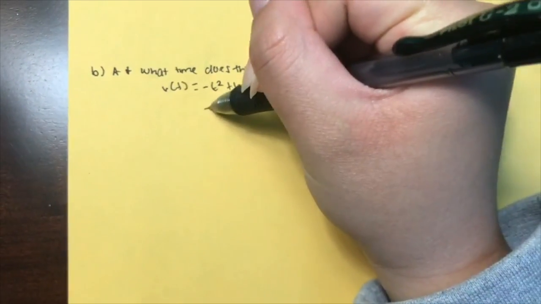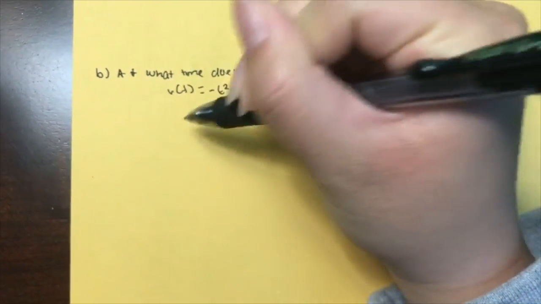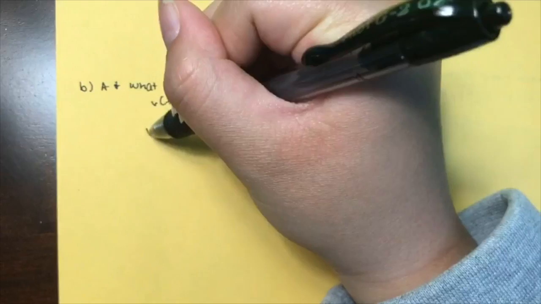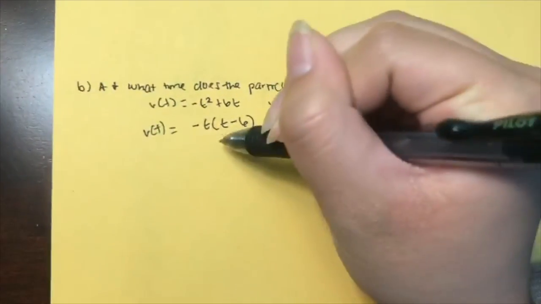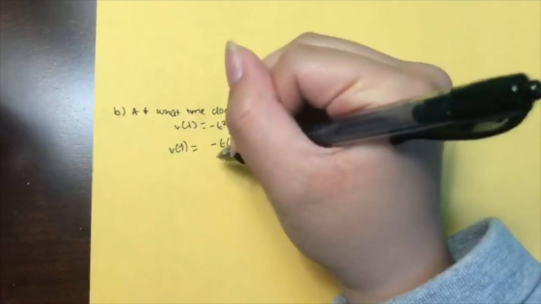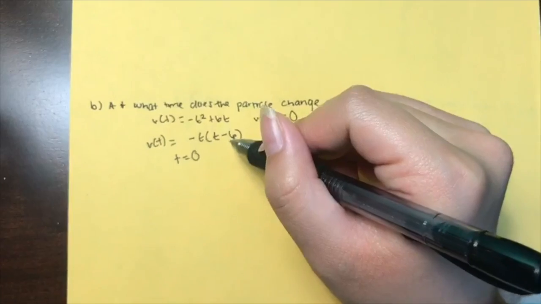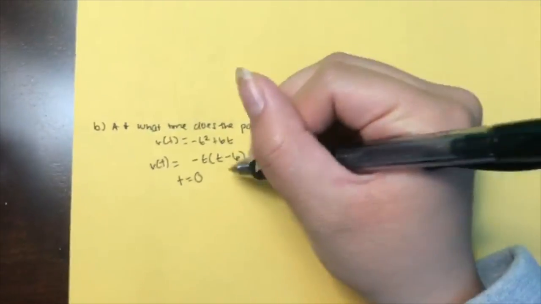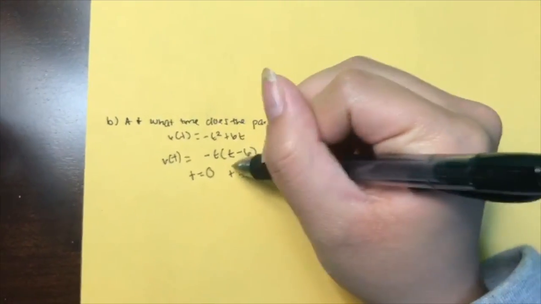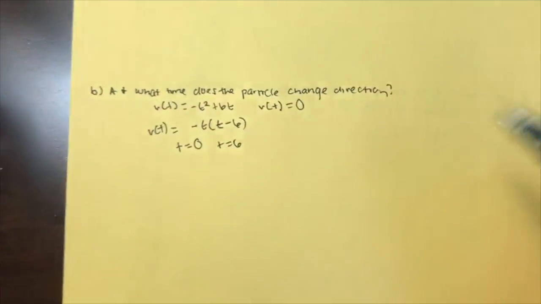So for here, I factor out a negative t, which left me with t minus 6 equals velocity. And whenever you see a t outside on its own, that means t equals 0. So that's 1. And the other one would obviously be t equals 6, because t minus 6 equals 0, and then you add 6, then you get t equals 6.